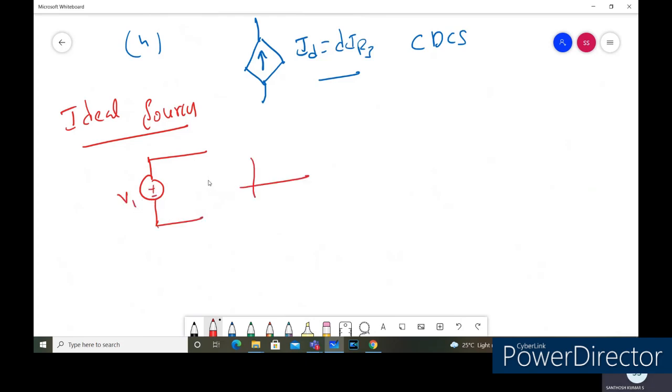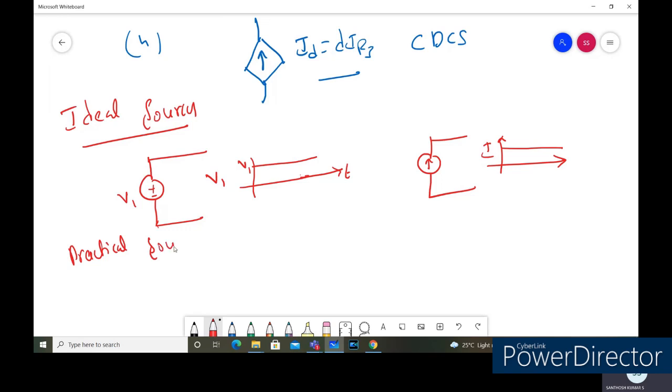Let us say I'm going to measure the voltage V1 here. It will remain constant throughout for the entire duration. So the voltage is not going to vary. Even for the ideal current source, the current will remain constant throughout the time. It does not have any internal resistance, so there is no voltage drop across it. The other one is called practical sources.